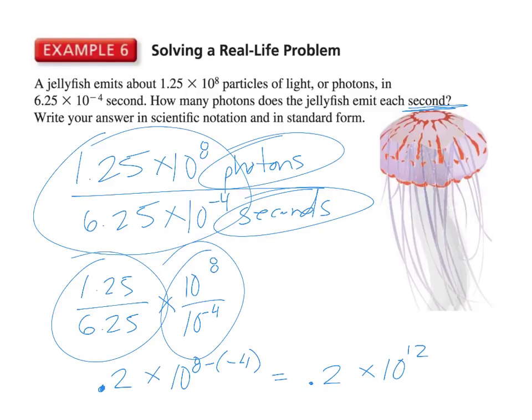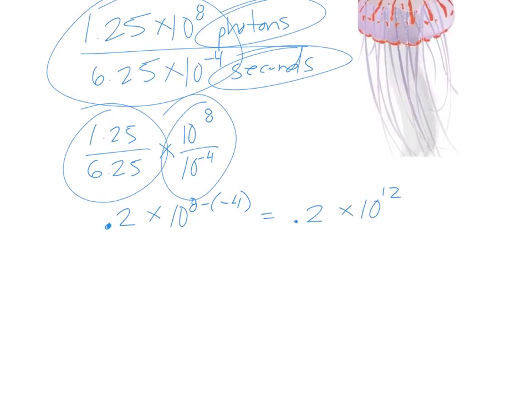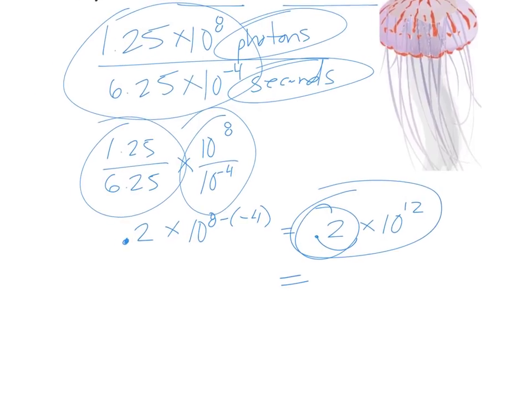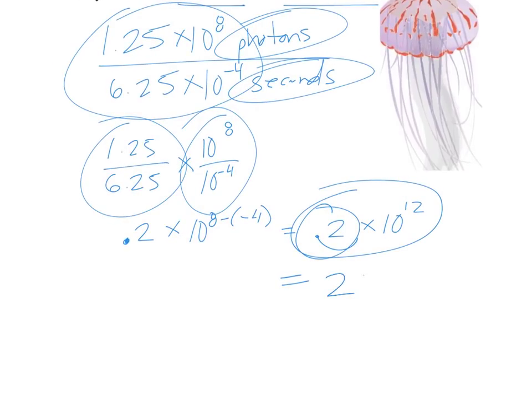And it says, write your answer in standard form and scientific notation. Okay, so we're almost at scientific notation here, but I need a number between 1 and 9.9. So I shift this decimal over once. So I end up with 2. All right, and when I do that, I'm essentially taking away a multiplication of 10. So I get 10 to the 11th power. All right, so there's my scientific notation.